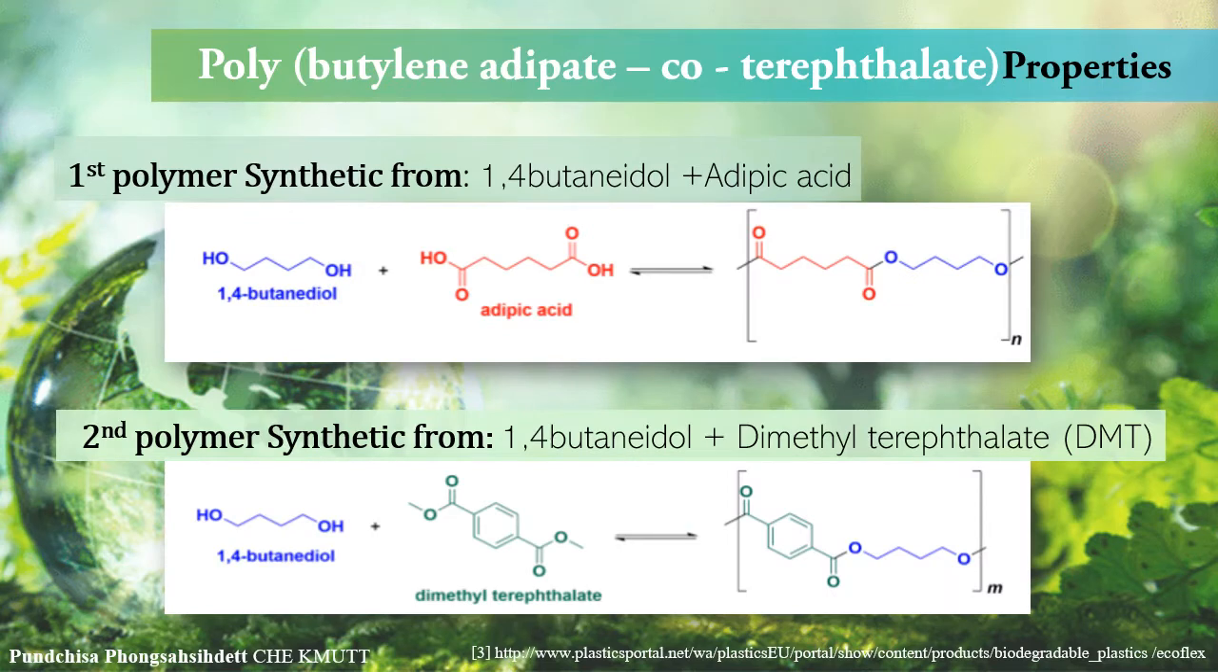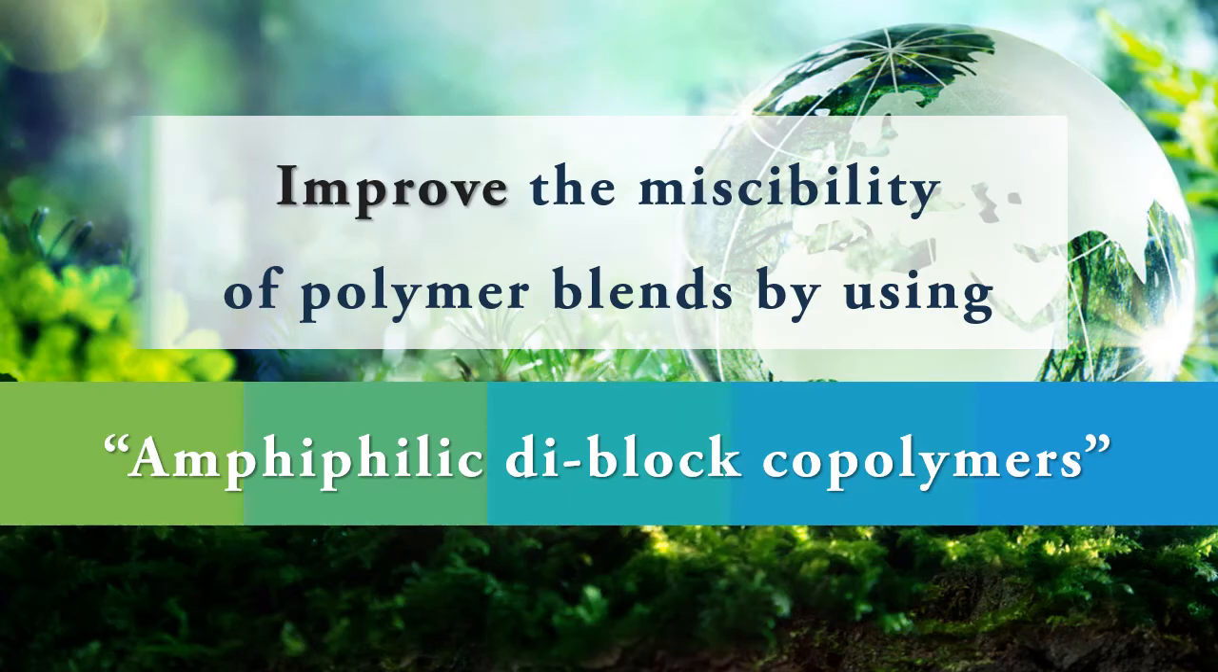The last type of bioplastics in this presentation is PBAT, or polybutylene adipate co-terephthalate. The properties of PBAT are strength and toughness. PBAT also can blend with other kinds of polymer more easily than PLA. The molecule size of PBAT is also bigger than PLA. Followed by improving the miscibility of polymer blends by using amphiphilic diblock copolymers.